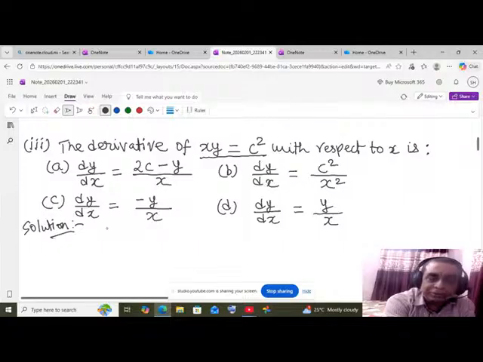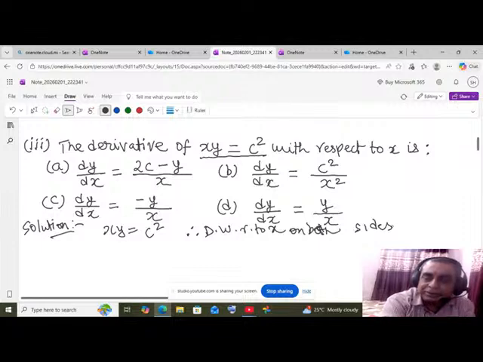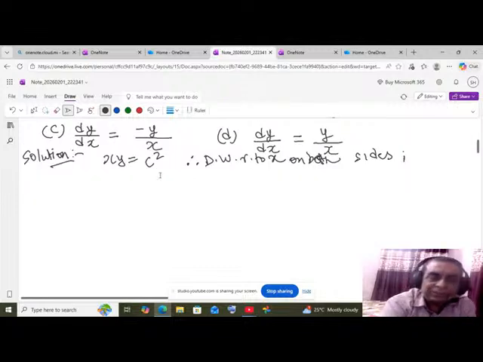Now here we have to differentiate it. In the question, the equation is given: xy is c squared. Therefore, differentiating with respect to x on both sides. Please differentiate both the sides. On the left side, it is the product of xy. So differentiate x, it is 1.